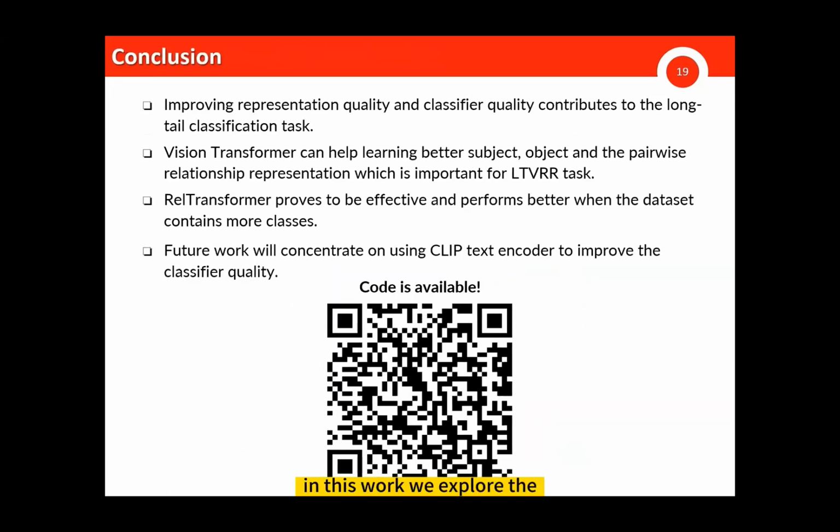In conclusion, in this work, we explored different methods for improving the representation and classifier, which are important for the long-tail classification task. We also demonstrate that the vision transformer is a powerful backbone. Also, the transformer module is effective for this task. Last but not least, we are further exploring using a CLIP text encoder for improving the classifier quality.